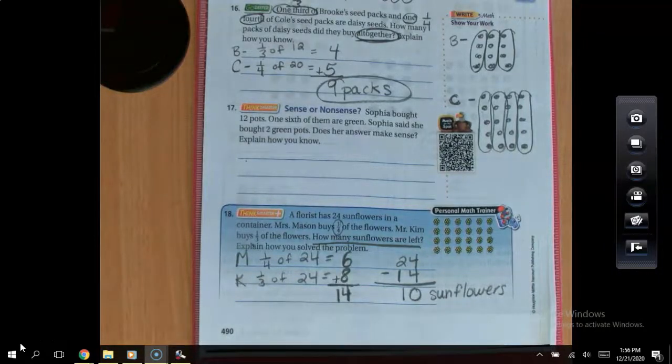That's a multi-step problem. Boys and girls, you did a fantastic job with this lesson. So go ahead and you can complete your assessment. Please take your time. Draw out pictures if you need to.